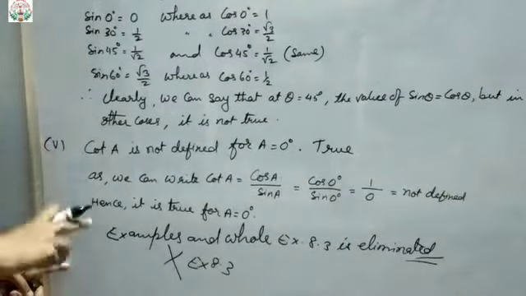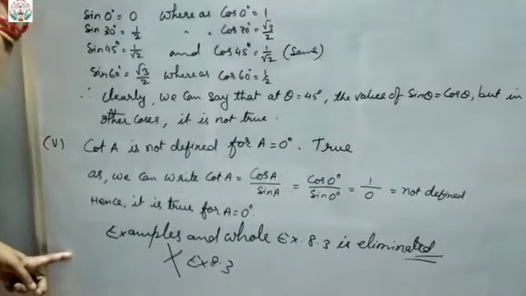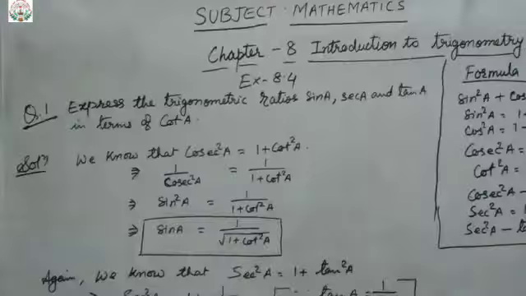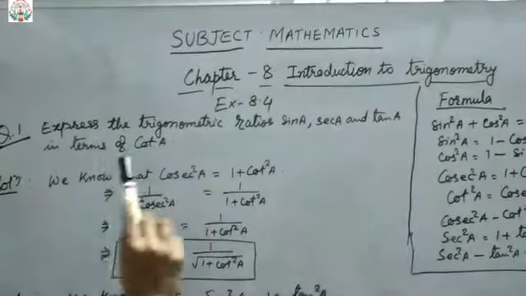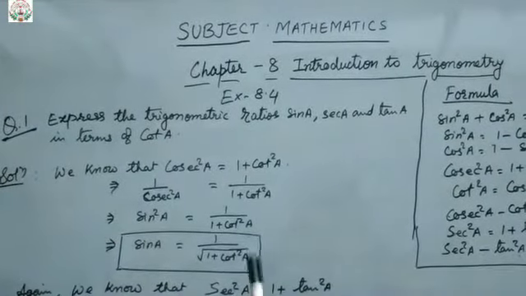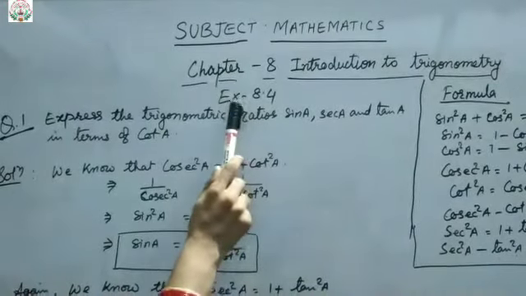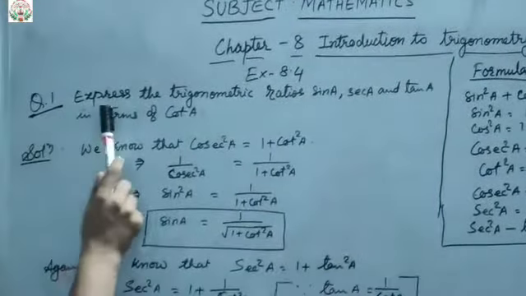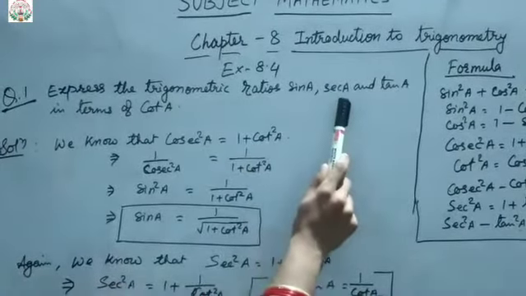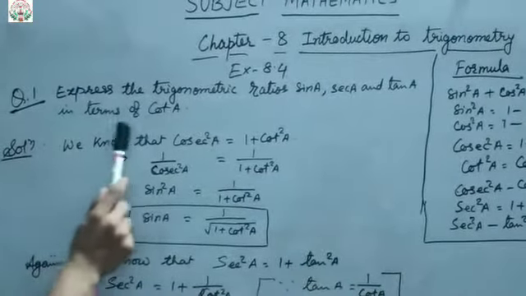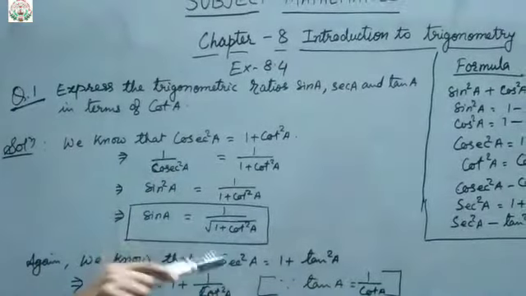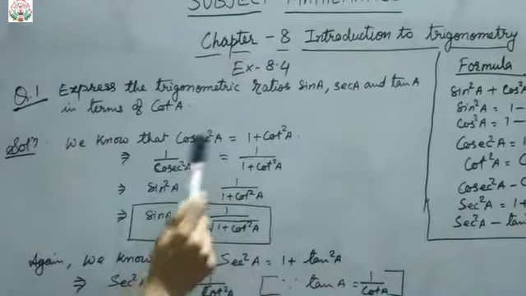Now after that we will move to exercise 8.4. Clear children? Now let us see. As I said, the whole exercise 8.3 is omitted. Now let us deal with exercise 8.4. First question. Express the trigonometric ratios sin A, sec A and tan A in terms of cot A. So that means your answer should be in the form of cot A. Now first one.